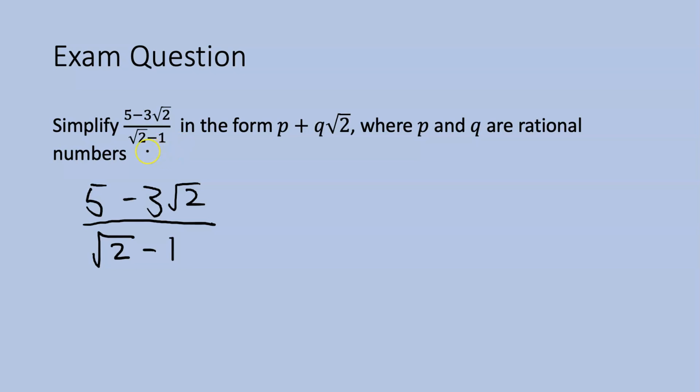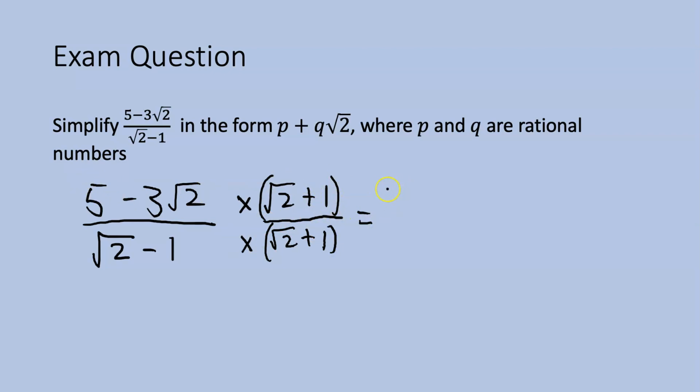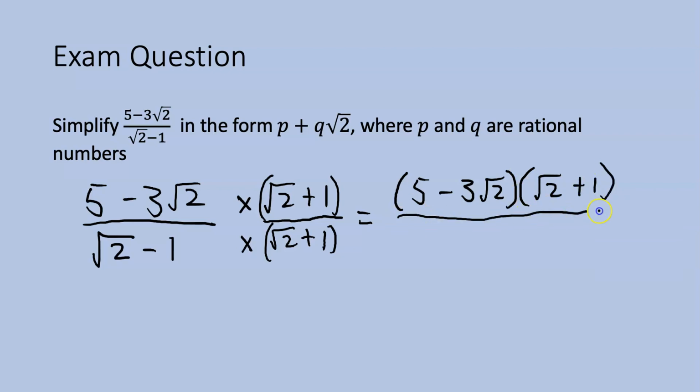Now what we're going to do is we're going to rationalise the denominator by multiplying both the top and the bottom by root 2 plus 1. I'm going to write them both as double brackets on the top and the bottom. So 5 minus 3 root 2 there, multiplied by root 2 plus 1. And now I'll write the same for the bottom.